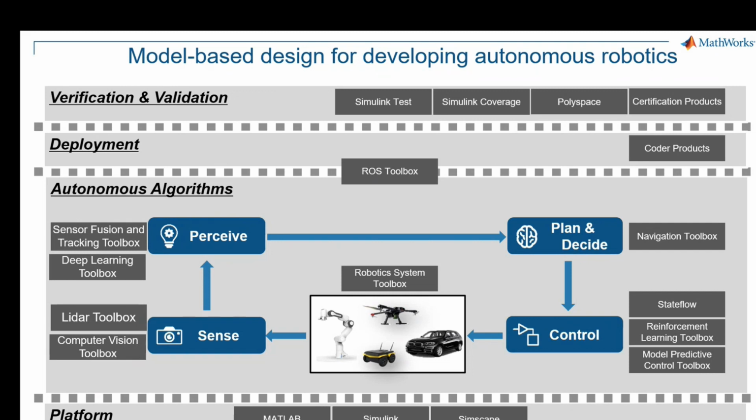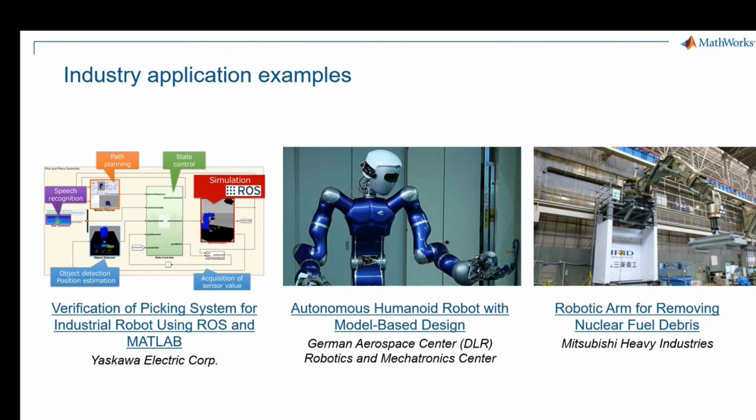So from the modeling of the platform with Simscape, until the development of algorithms with all the deep learning, computer vision, Stateflow, and navigation toolboxes, with the connection to the whole ROS with the ROS toolboxes, and in the end, the deployment with all the coder products where we can generate code. These types of tools are used in industry. I also selected some user cases of companies interested in using autonomous systems with our tools. I'll not go into details of them.